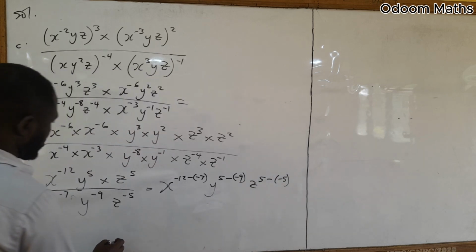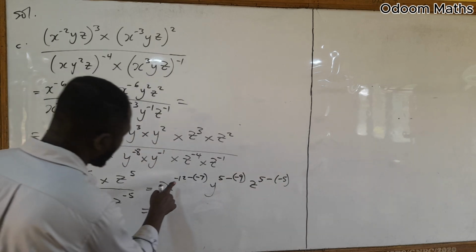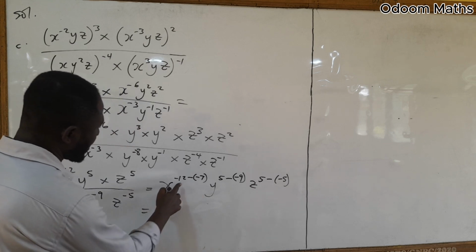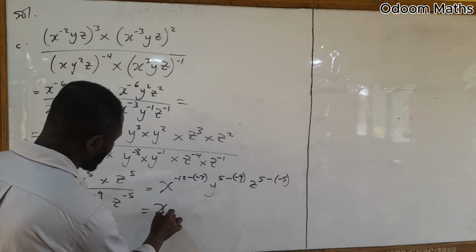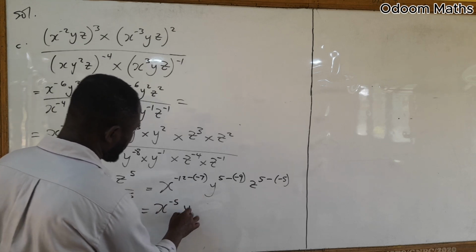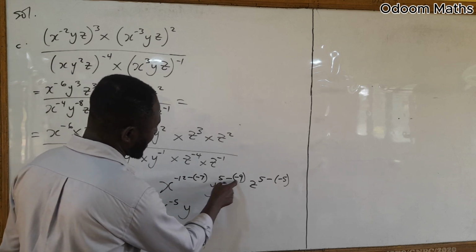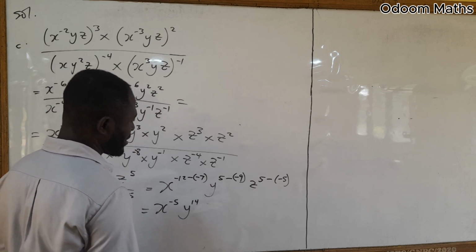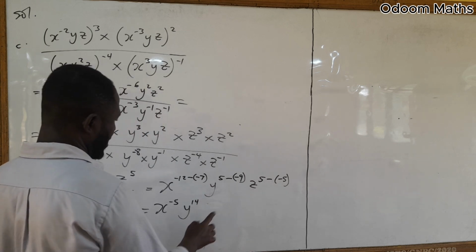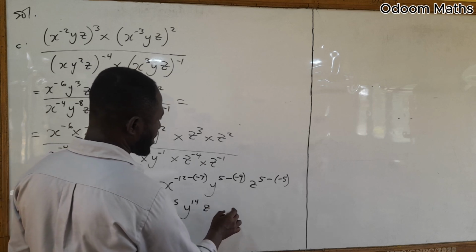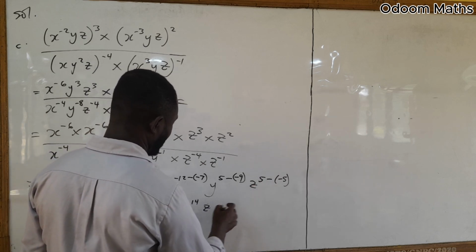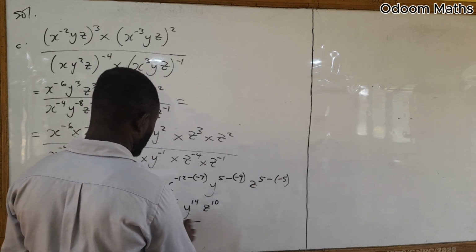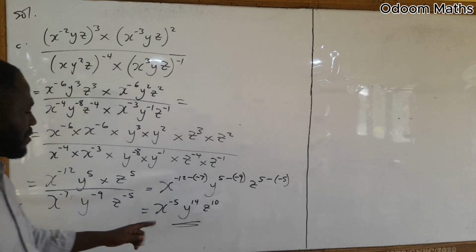Okay. So this is going to be negative 12 plus 7. And negative 12 plus 7 is negative 5. So this is negative 5. Then y, this is also 5 plus 9, so which is 14. Then z, 5 plus 5, so that is 10. So this is the answer to the last question.